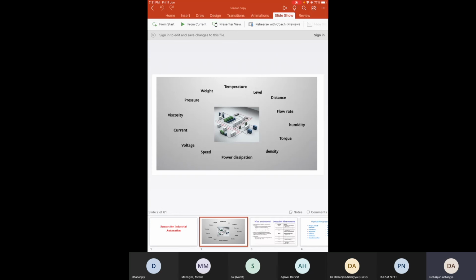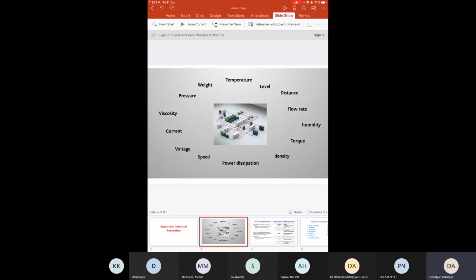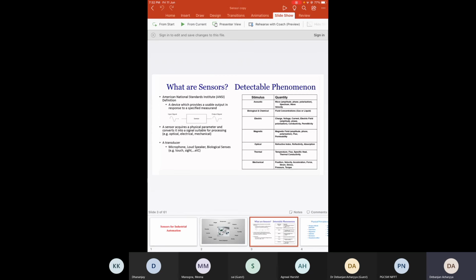In industry we have seen different physical quantities like temperature, weight, level, distance, pressure, viscosity, flow rate, torque, speed, density. You will have to measure these quantities to make the industry more automated, as well as to maintain the safety, security, and the controlling of the processes. So what is a sensor?